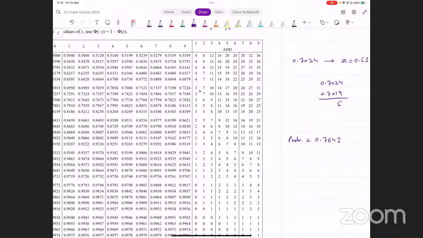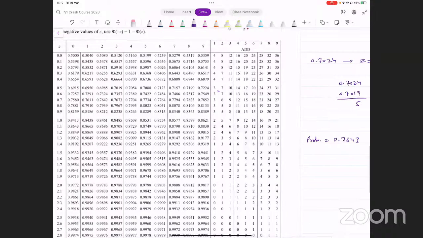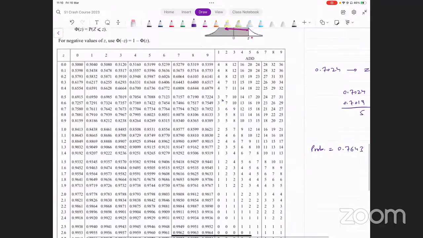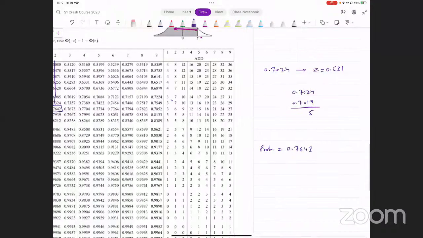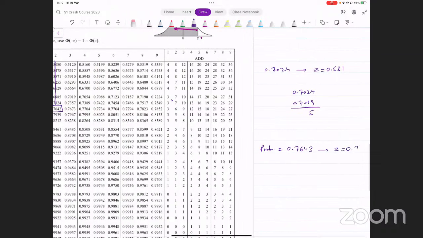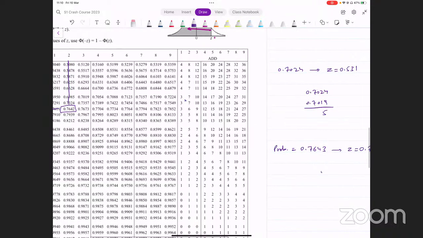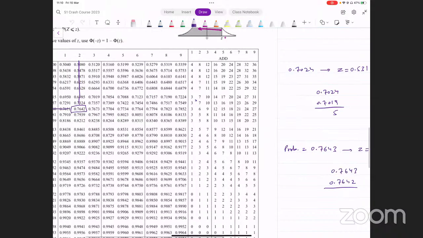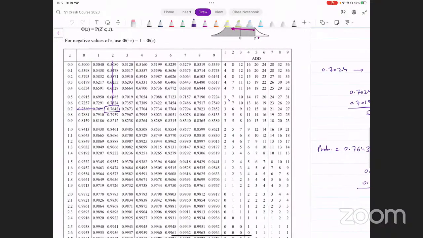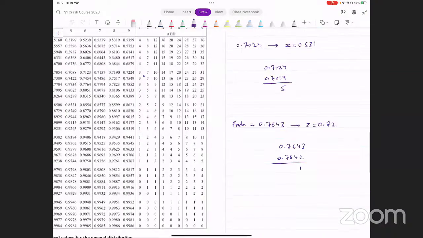This is the probability that we have, right? Now, let's find that here. 7643, we have 7642 here. Okay, so that gives us 0.72 as the first two decimal places. Z is 0.72. And then we have 0.7643. That's what we were looking for. What we have found from the table is 7642. How much more do we need to add? We need to add 1 at the end.